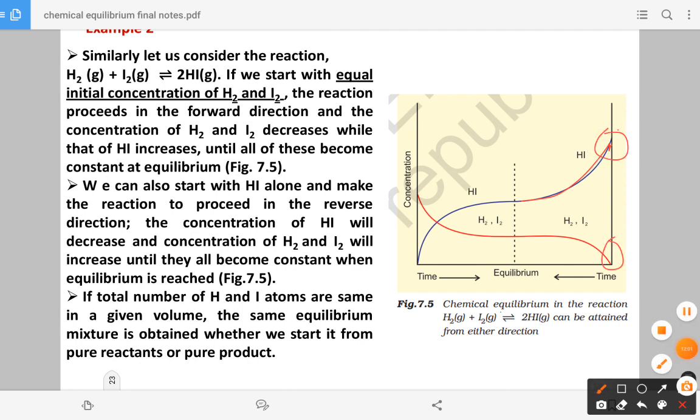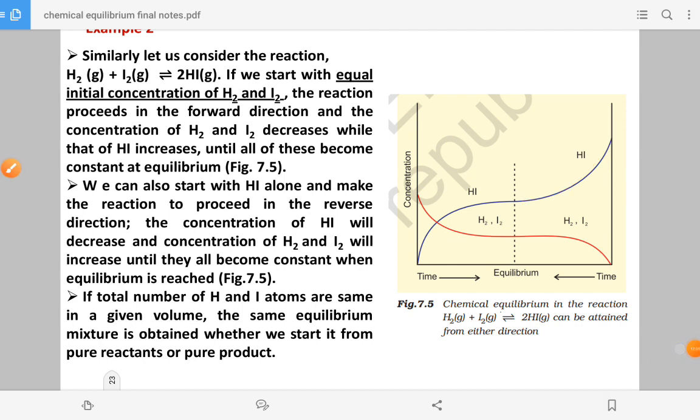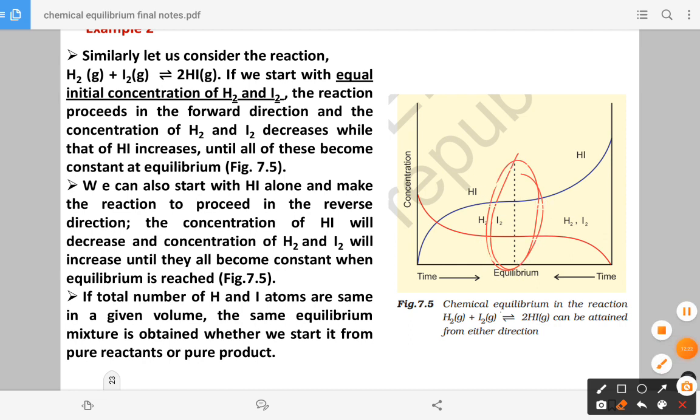So where do we have the equilibrium? Here, at this point, we have the equilibrium. Why? Because at the equilibrium both reactant and product should be there. So this constant value indicates we have both reactant and product. This indicates we have achieved the equilibrium.